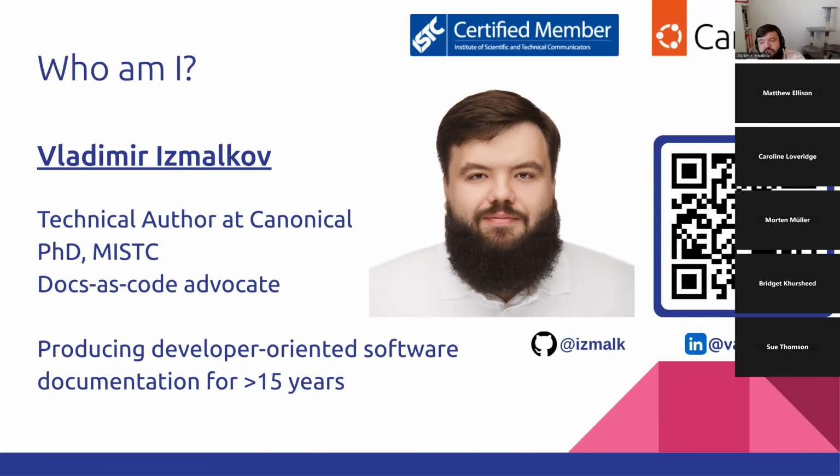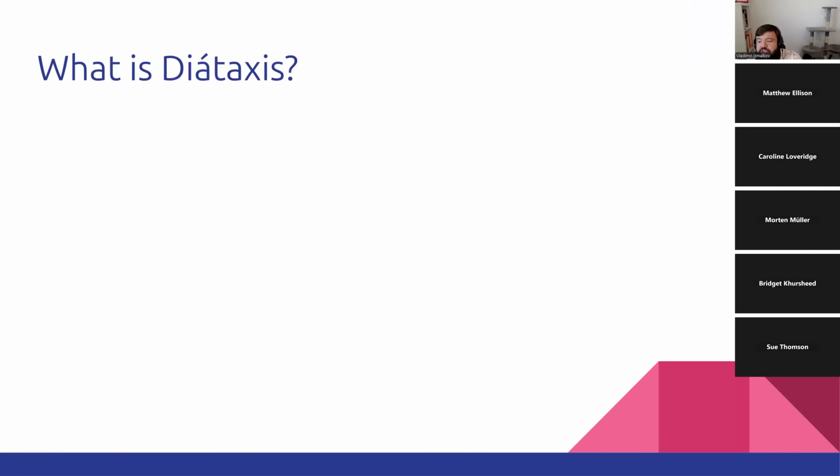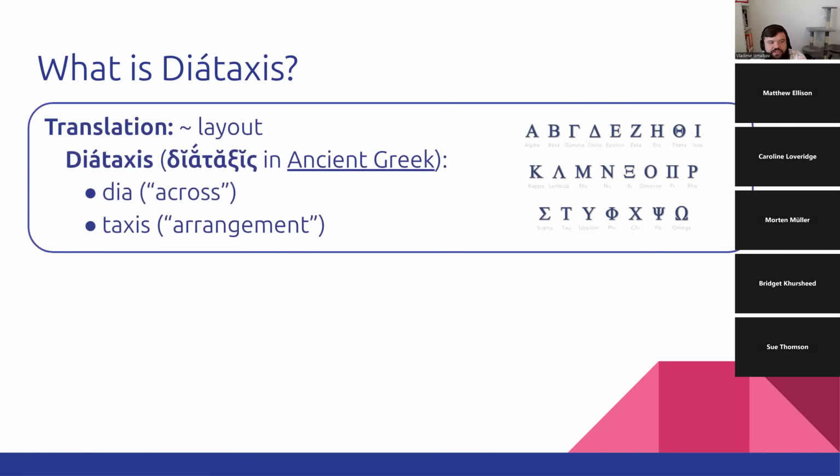So let's move on to the main topic of today's meeting. What is Diataxis? And let's start with the direct translation from ancient Greek. The word Diataxis consists of dia, which is across, and taxis, which is arrangement. Basically, roughly it can be translated into layout, but that's not what we will be talking about, not the ancient Greek.